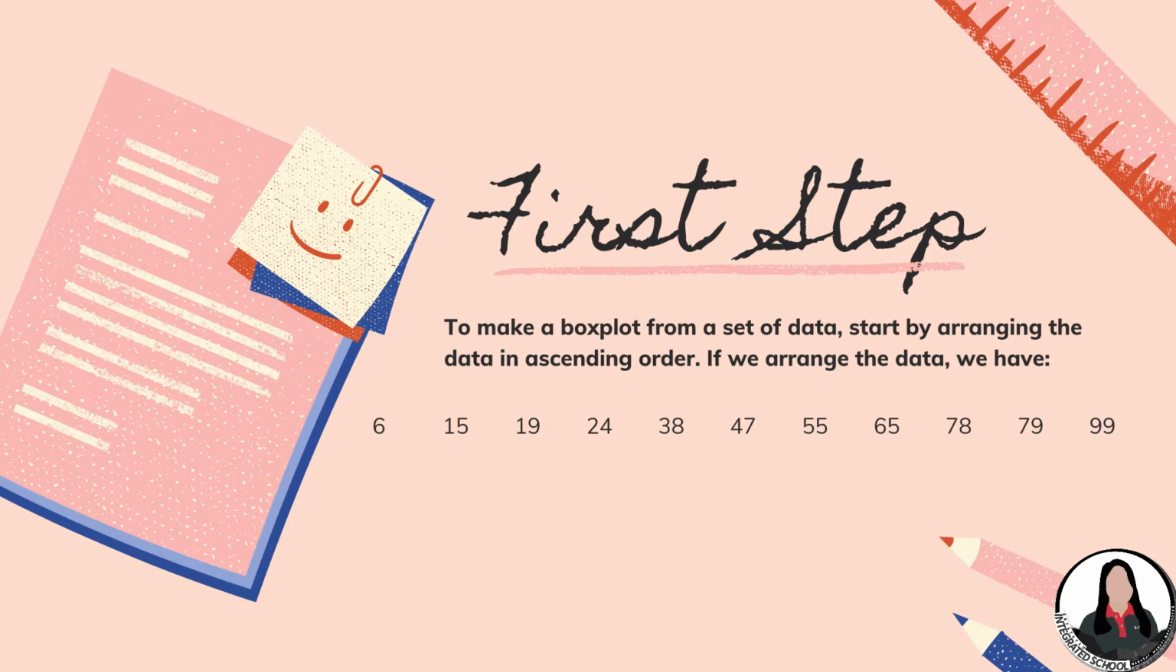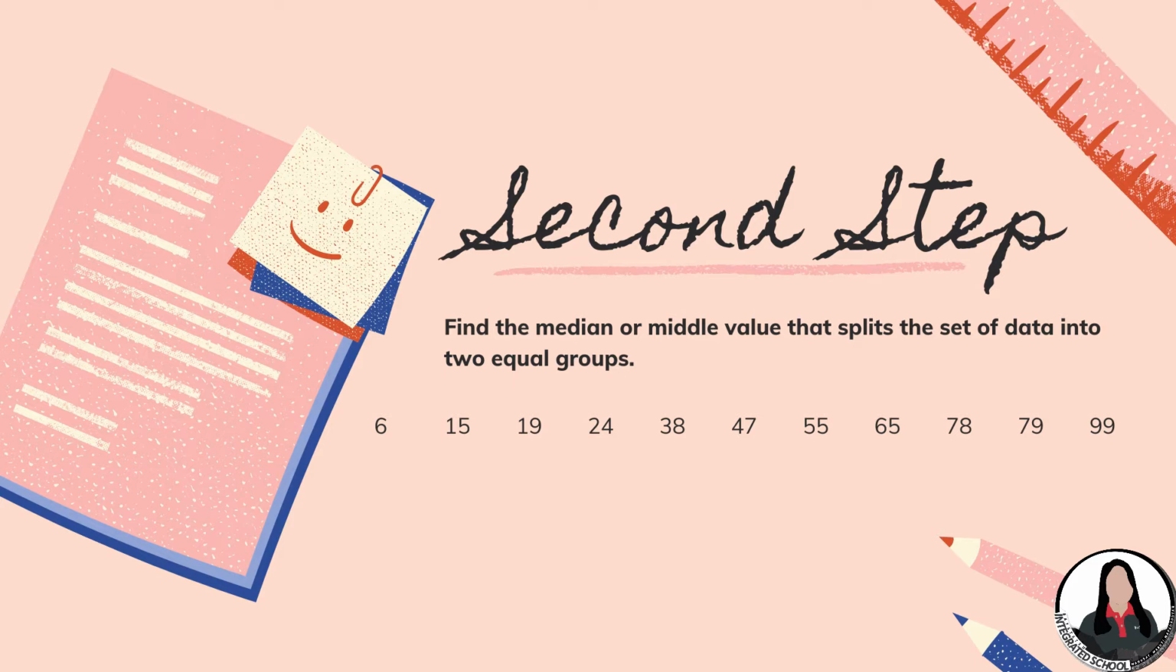The second step is for us to find the median, or the middle value that splits the dataset into two equal parts or equal groups. For this case, our median is the middlemost score. So that is 47.